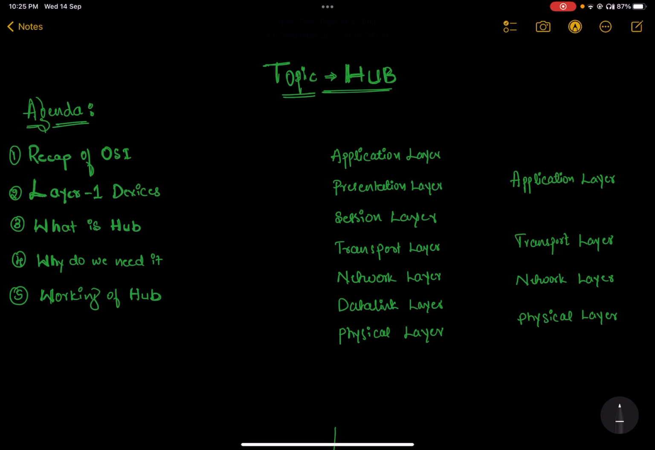So without wasting much time, let's stick to our agenda for today. We'll start with a very quick recap of OSI layers, and we'll also move on to layer 1 devices, and then what is a hub, why do we need it, and then at last we'll conclude our class by discussing the working of a hub.